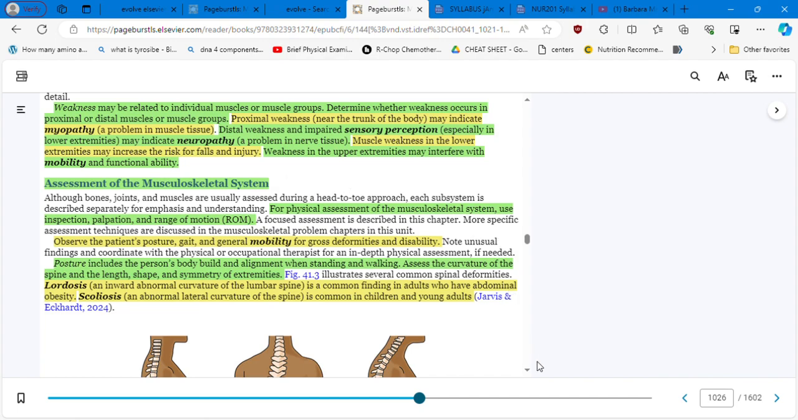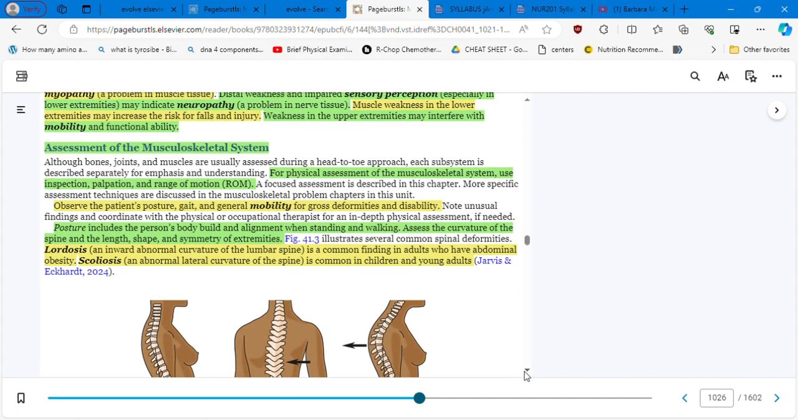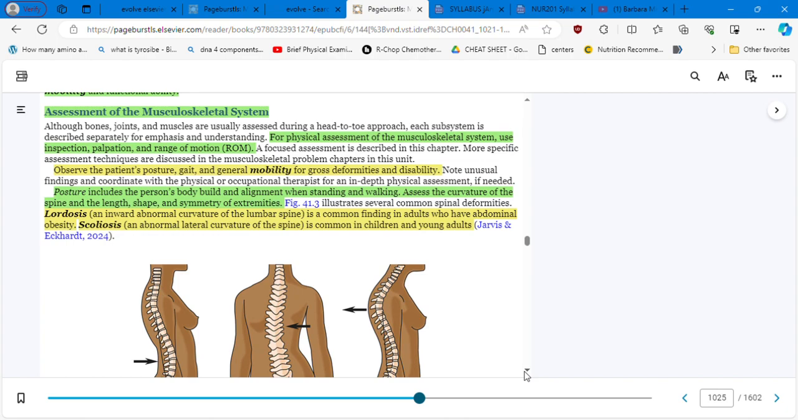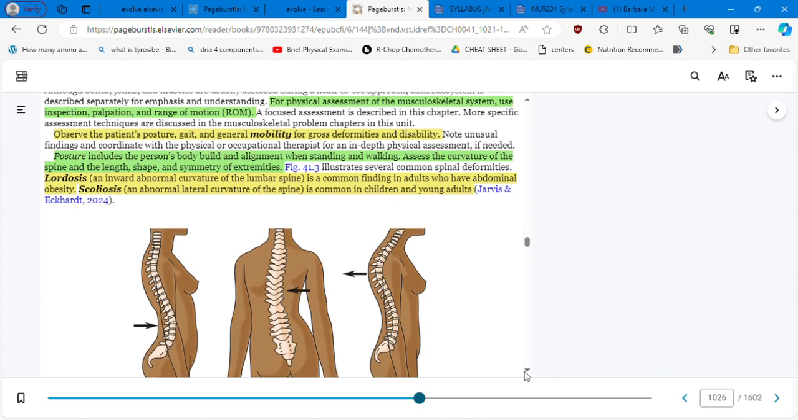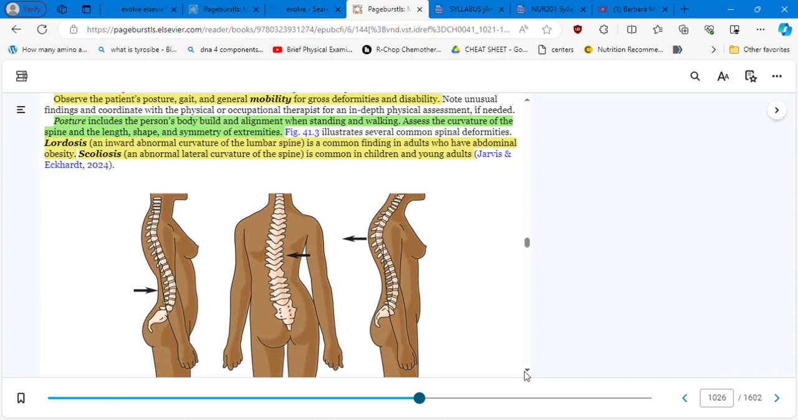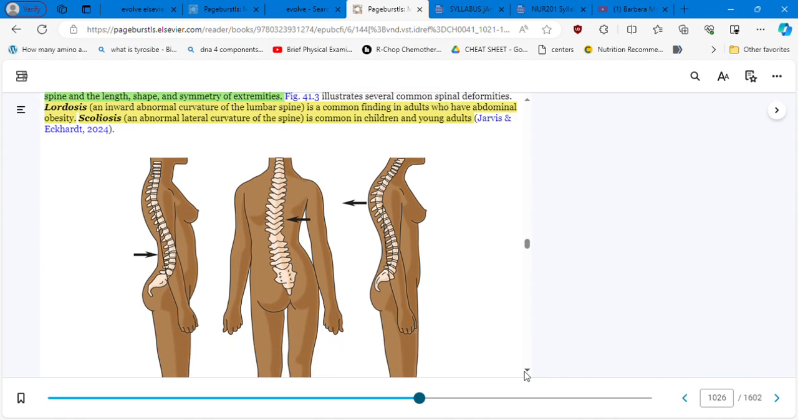Assessment of the musculoskeletal. For physical assessment of the musculoskeletal system, use inspection, palpation, and range of motion. Observe the patient's posture, gait, and general mobility for gross deformities and disabilities. Posture indicates the person's body build and alignment when standing and walking. Assess the curvature, for me this is the most important, of the spine and length, shape, and symmetry of extremities.